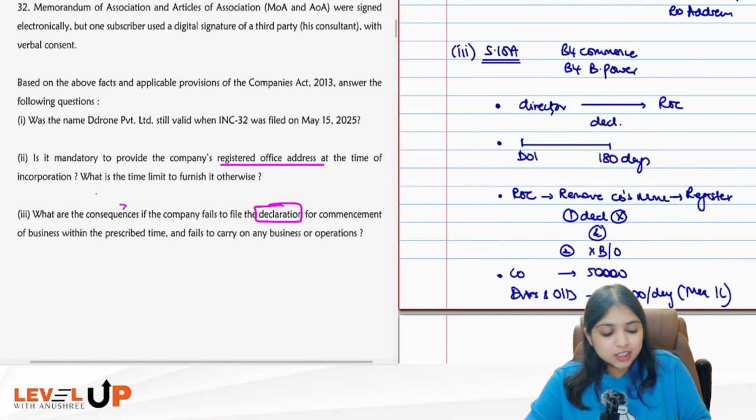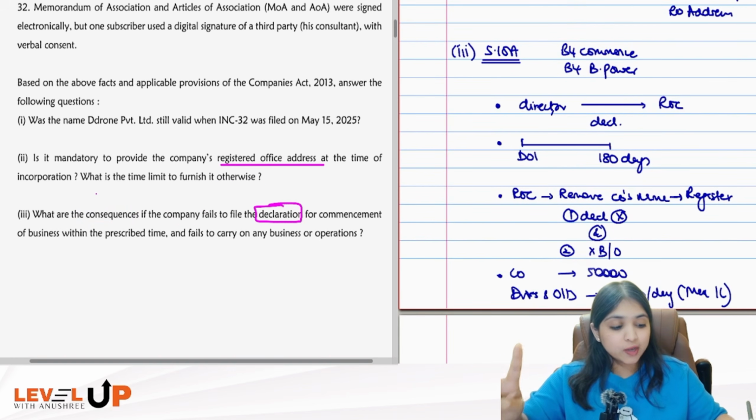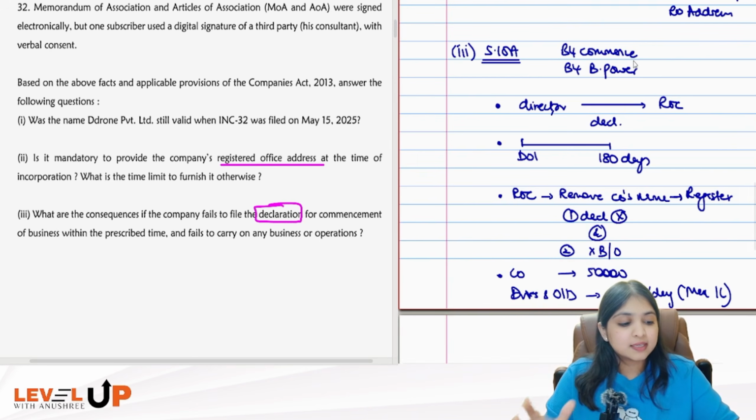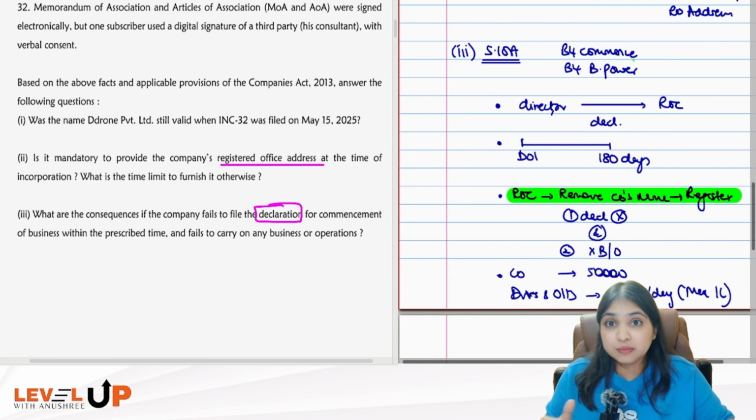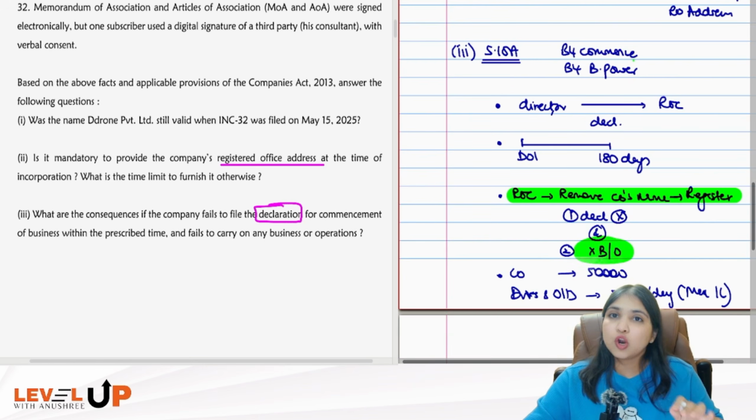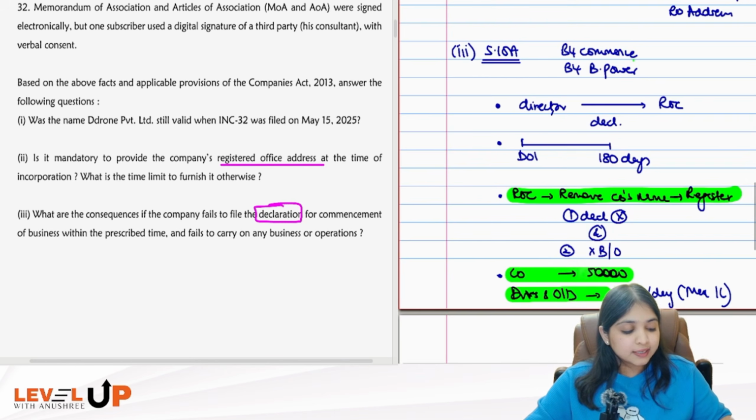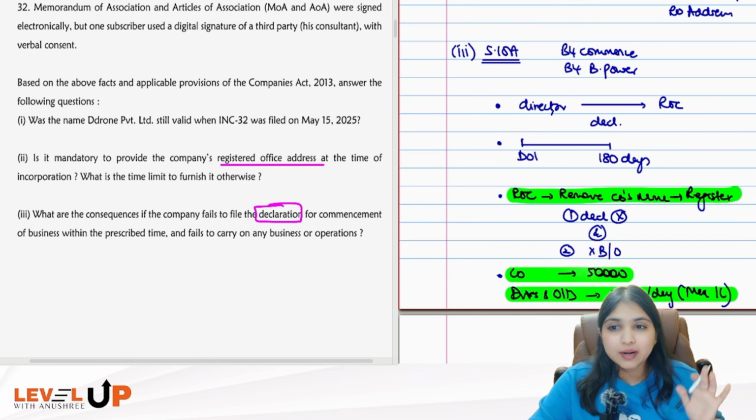Getting it? So this is the entire discussion with respect to section 10A, which is being tested over here. They're asking us what are the consequences if the company does not file this declaration. There are two consequences. If the director does not file this declaration within 180 days, then consequence number 1, the ROC will be able to remove the company's name from the register, provided the ROC has a reason to believe that the company has not commenced business and operations. Then the second consequence is that the company will have to pay 50,000 rupees fine. The directors and officers in default will have to pay 1,000 rupees per day fine, maximum 1 lakh rupees.